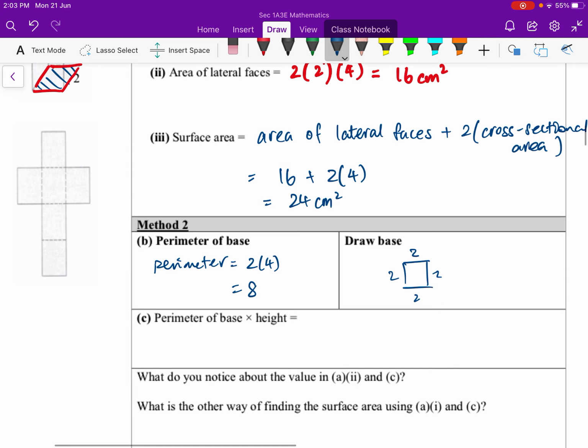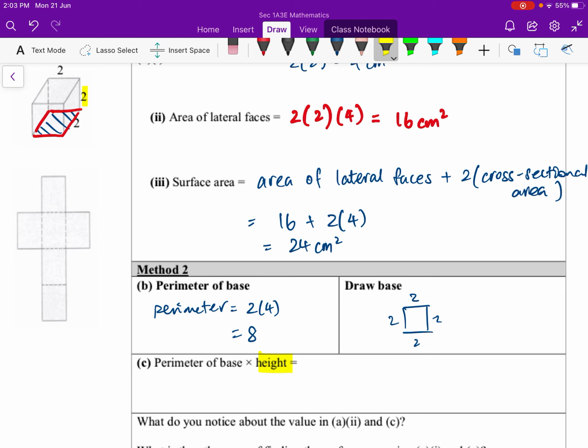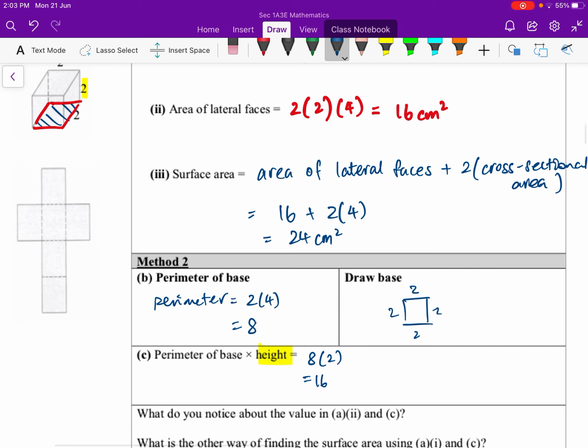Now in part C, we're not done yet. Part C tells us to find the perimeter of the base, which we already found, times the height. Perimeter of the base and the height, in this case, this 2. What will that actually give us? Numerically it is going to be 8 times 2, which is 16. What does this 16 square centimeters refer to?